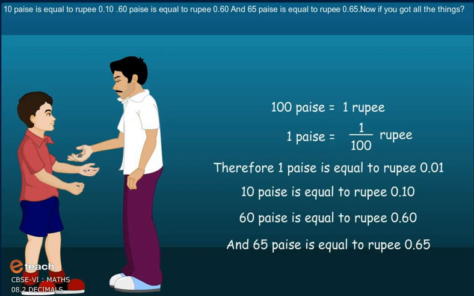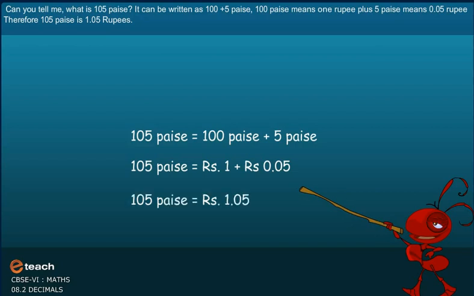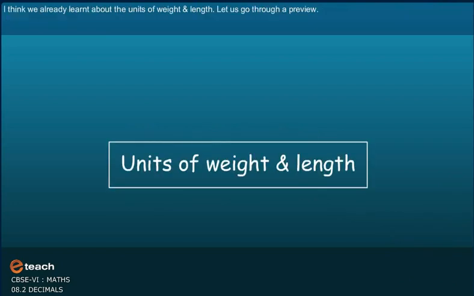Now, if you got all the things, can you tell me what is 105 paise? It can be written as 100 plus 5 paise. 100 paise means 1 rupee, plus 5 paise means 0.05 rupee. Therefore, 105 paise is equal to 1.05 rupees.